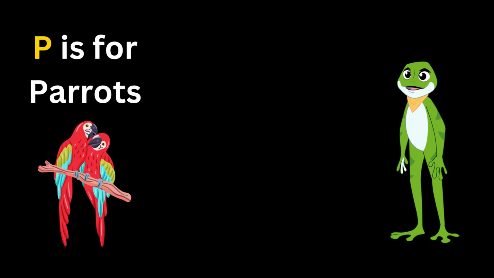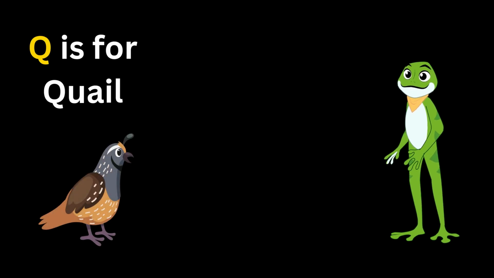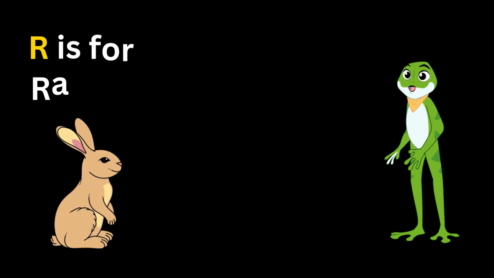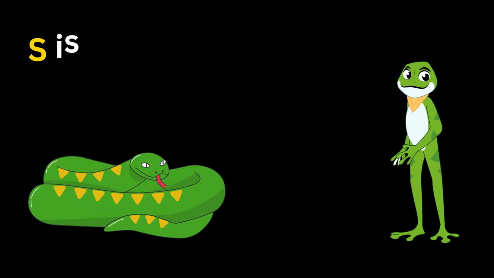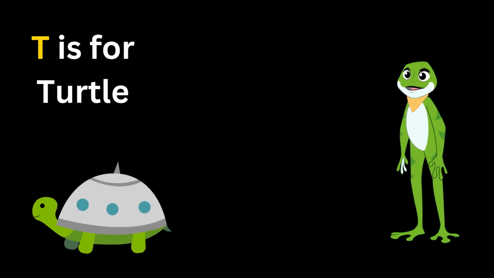P. P is for parrots. Q. Q is for quail. R. R is for rabbit. S. S is for snake. T. T is for turtle.